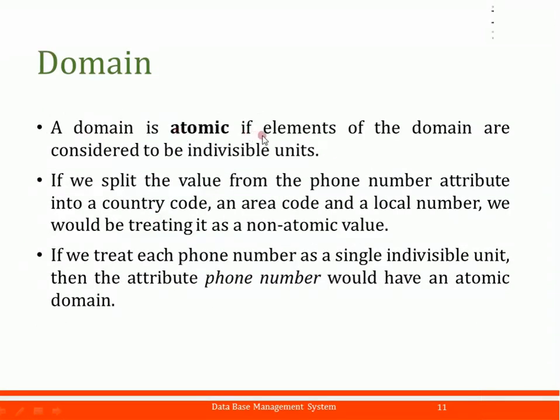A domain is atomic if elements of the domain are considered to be indivisible units. So you should not be able to divide. You cannot divide male or female further. So that is what is called atomic domains. If we split the value for the phone number attribute into a country code, area code and local number, we would be treating it as a non-atomic value. So if you consider phone number as a single indivisible unit, then it is said to be atomic. Instead, if you could split that phone number into country code, area code and local number, then it would not be considered an atomic value. It will be a non-atomic value. So a domain has to be atomic, with its elements indivisible.